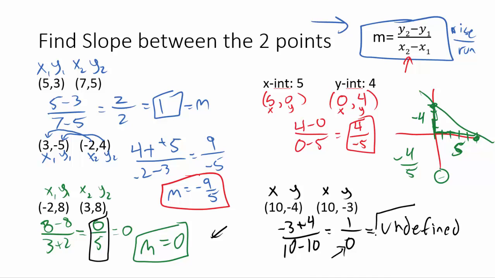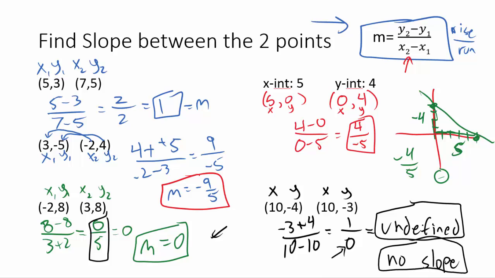Okay, you cannot divide by 0. This slope is undefined. Another way you could represent this is no slope. Okay, either of those answers is acceptable. So here your slope is undefined or you have no slope. And I'm going to show you a picture of what each of these things look like.